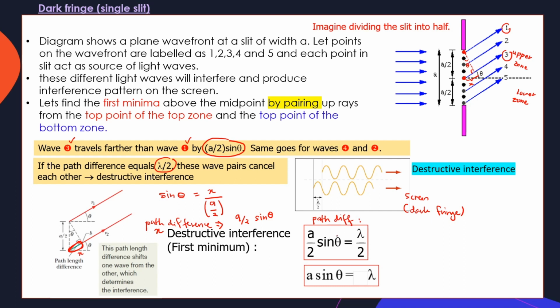Therefore, we can write the path difference, A over 2 sine theta, is equal to lambda over 2, where lambda over 2 is the path difference of the two waves that will cancel each other on the screen. And for the first dark, we can write A sine theta is equal to lambda, because we cancel this one. Therefore, if wave 1 and wave 3 interfere, they will produce the first dark fringe on the screen.